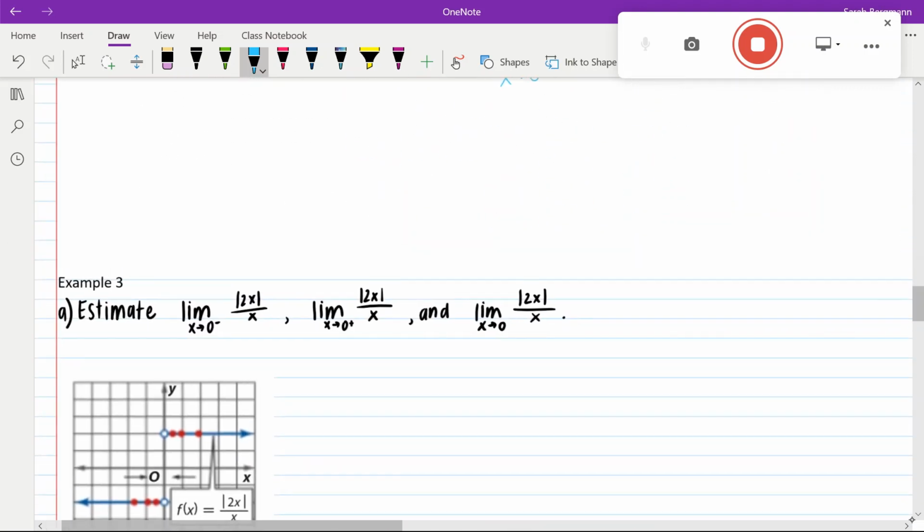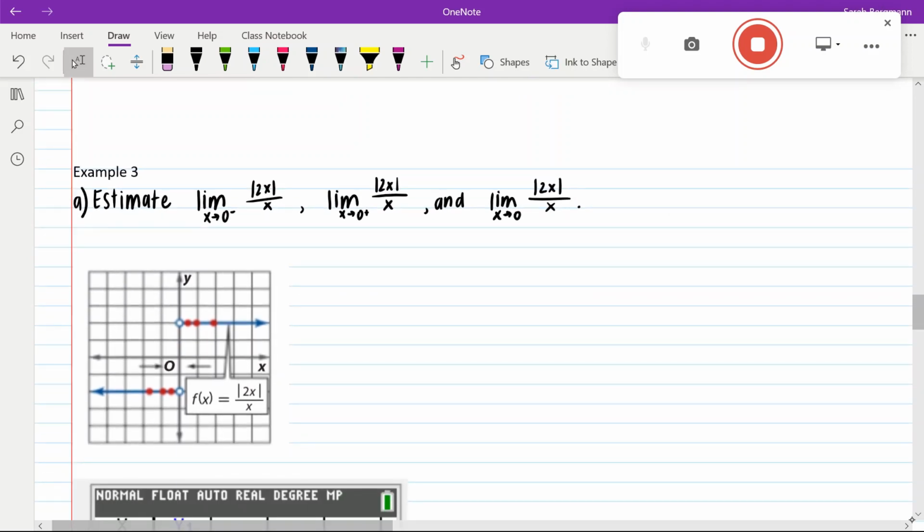Let me give you some examples. So let's say we wanted to estimate the limit as x approaches 0 from the left of the absolute value of 2x over x. Same thing for the limit from the right, and the same thing for the limit, just in general, the limit. So that means both sides. When it doesn't have a plus or minus, it means just the general limit, the both-sided limit.